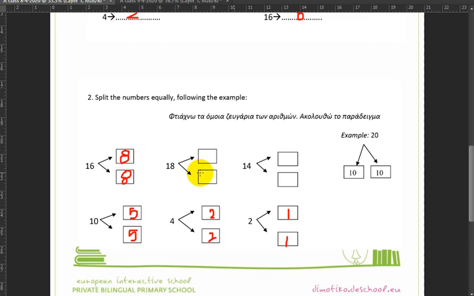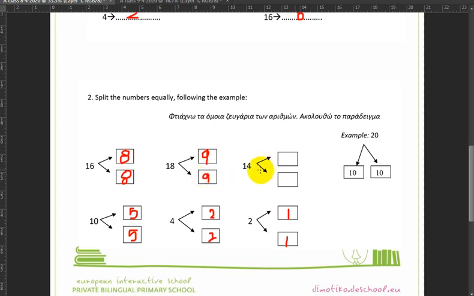Let's think what number we add to itself to get 18. 1 and 1 makes 2, 2 and 2 makes 4, 3 and 3 makes 6, 4 and 4 makes 8, 5 and 5 makes 10, 6 and 6 makes 12, 7 and 7 makes 14, 8 and 8 makes 16, 9 and 9 makes 18. So the half of 18 is 9. So we're going to separate it into 9 and 9.